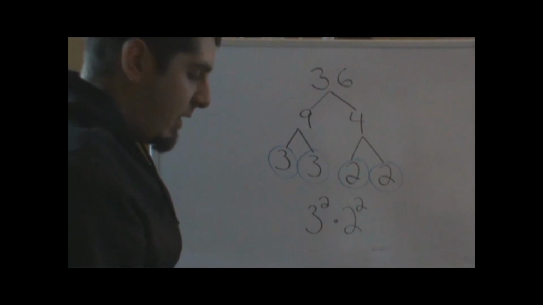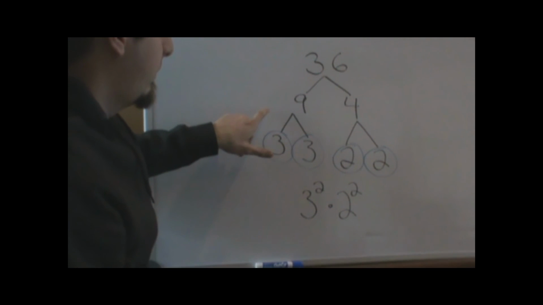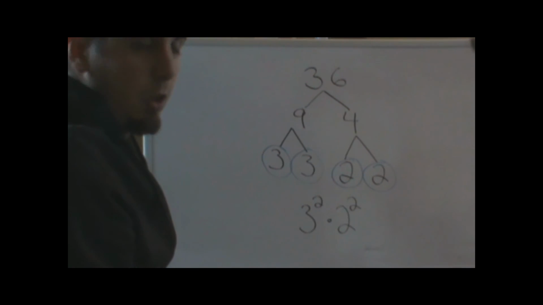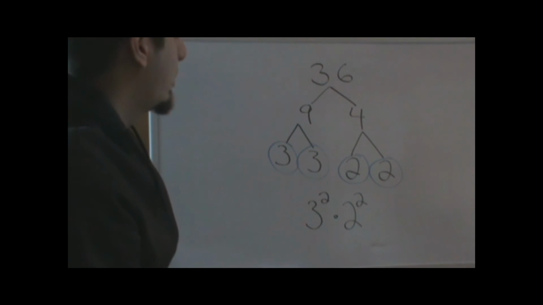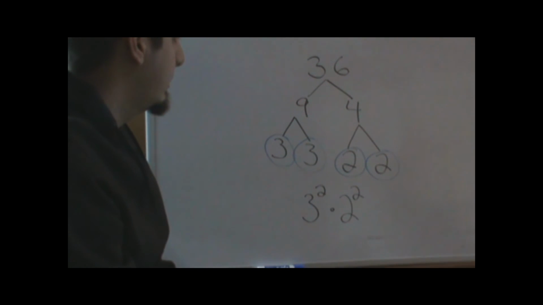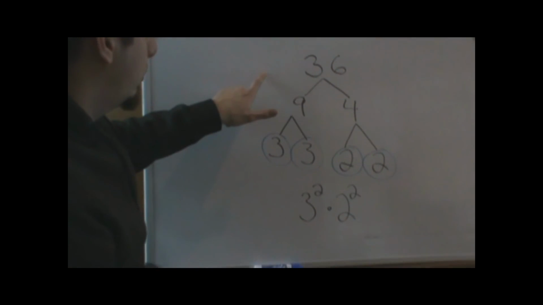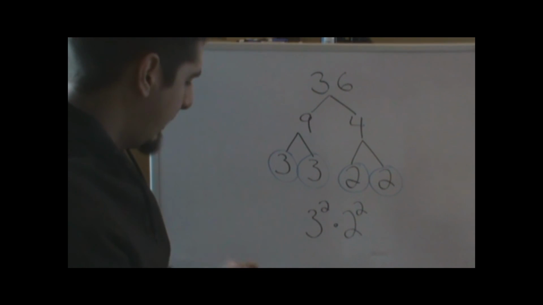When finding prime factorization, it is crucial that you always remember to do the factor tree. A lot of times I've noticed students trying to use division to find the prime factorization. That's not how you go about it. Use the factor tree. It's the easiest, most effective way to find prime factorization.